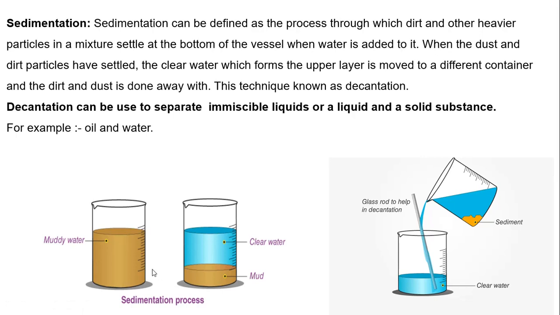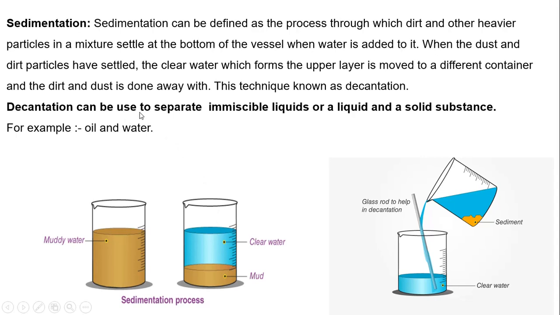After sedimentation, what we do is pour the clear liquid into another beaker without disturbing the sediment, that is, the mud that is settled down. So this is how we generally use two methods, sedimentation and decantation, to separate the mud from water.